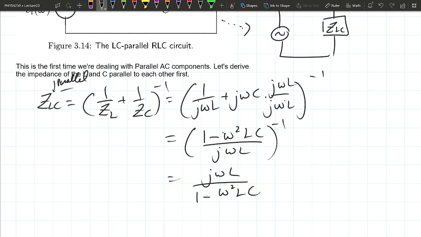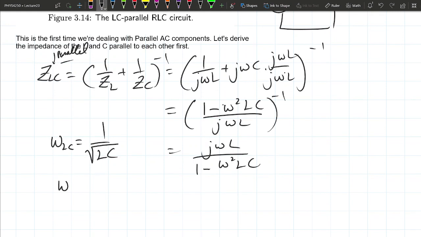Now at this point, I'm going to do a little trick where I declare something called omega LC. I'm going to make that equal to 1 over the square root of LC. That means omega LC squared is going to be equal to 1 over LC. Over here we have the numerator version of it, so if I plug this in here, I'm going to get the denominator of it.